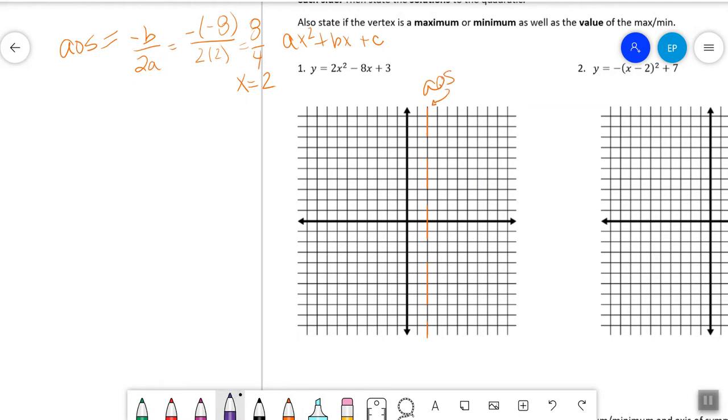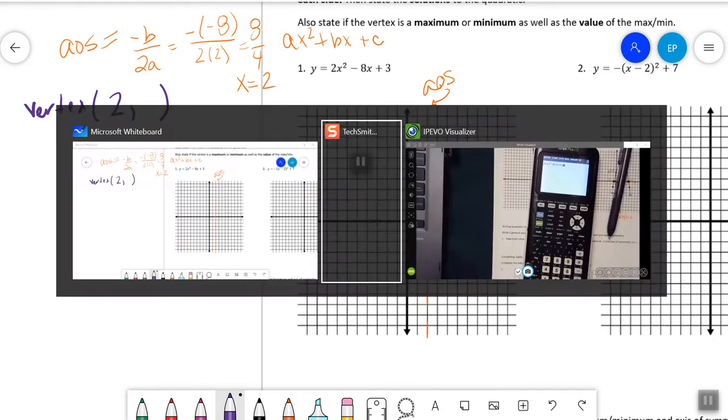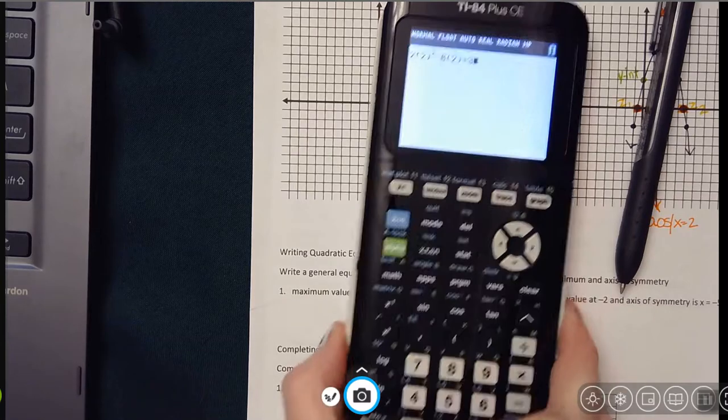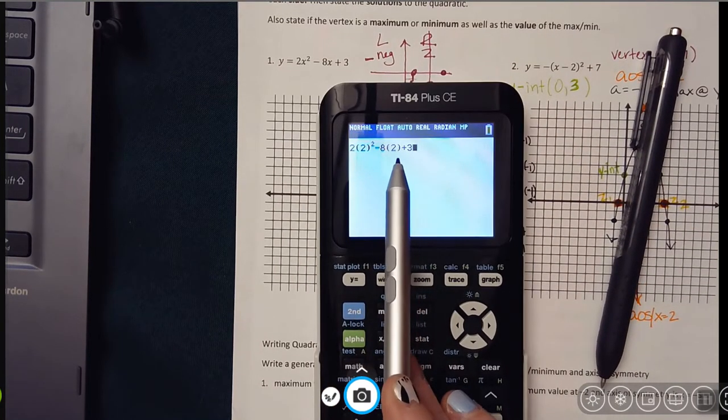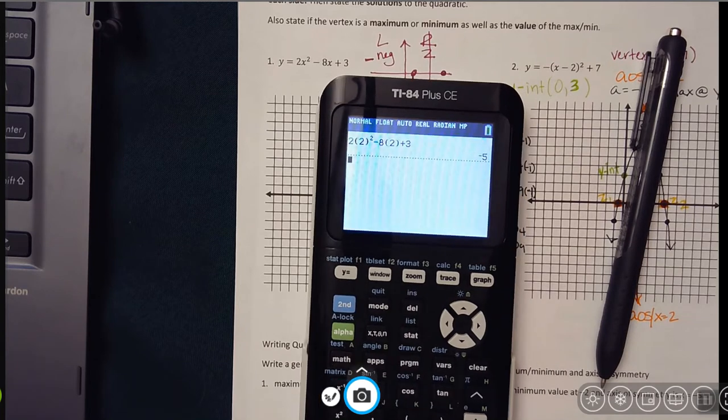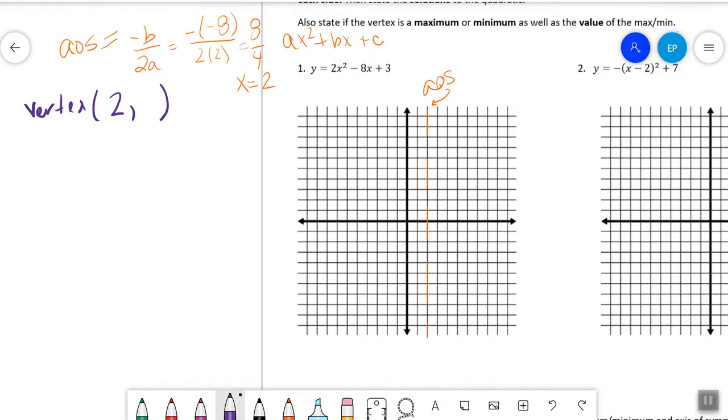Next thing I'm going to do is find my vertex. The vertex is found by using the axis of symmetry and plugging it into my equation. I'm going to plug that into my equation on my calculator. So I have 2 (2 squared) minus 8 (2) plus 3. I'm going to take this equation, type it in, and solve for that value, negative 5.